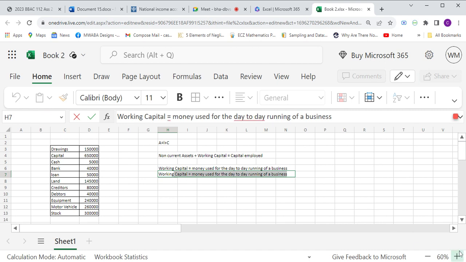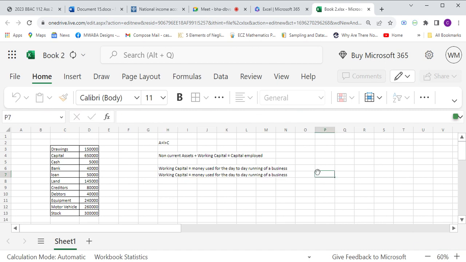Are you able to see my screen, or do I need to zoom? Are you able to see clearly?